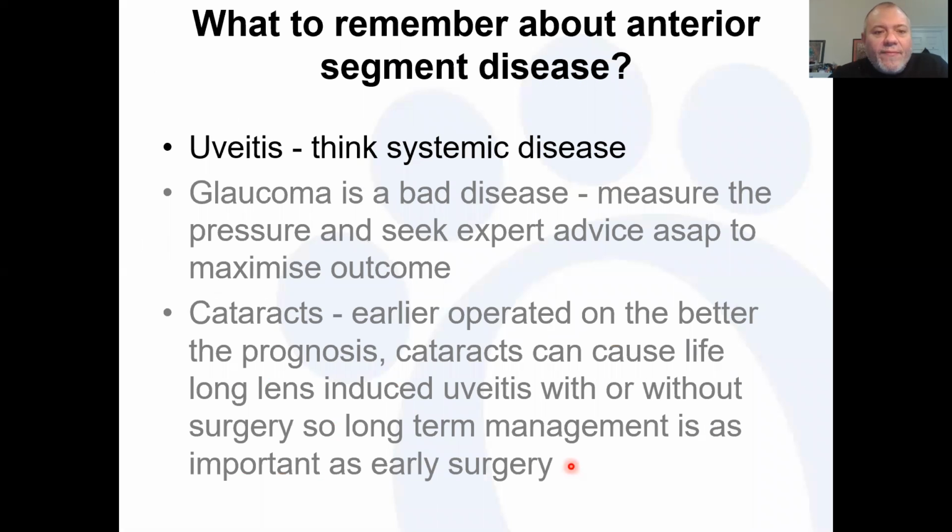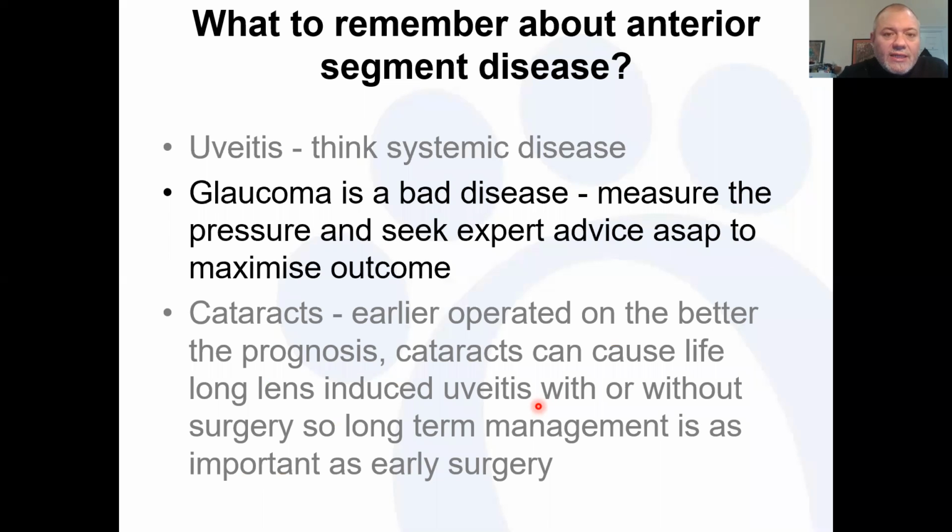So what are the take-home points to remember about the anterior segment disease lecture? The first thing really is, when you suspect uveitis, your first thought should always be systemic disease. In the anterior segment particularly, and the posterior segment as well, if you get intraocular inflammation, then that can be the sign of very severe, often life-threatening systemic disease.